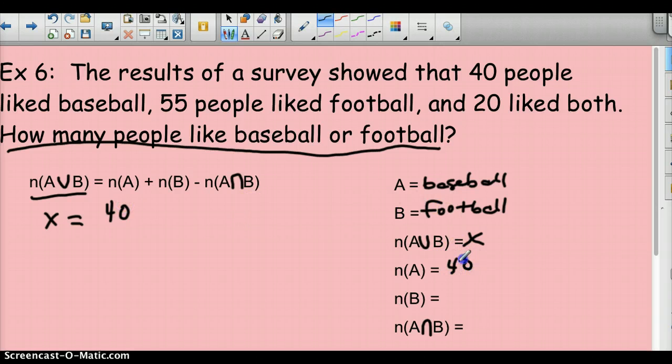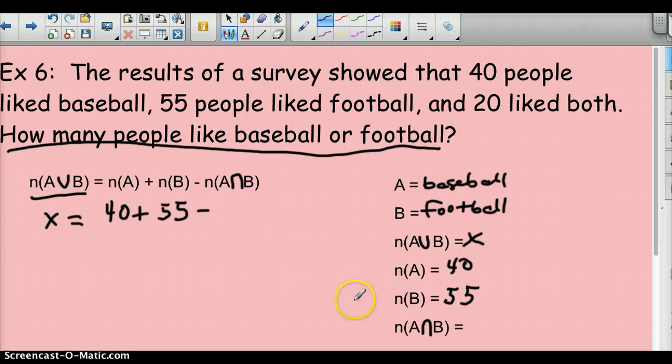Next up, I'm going to find out the N of B. How many people liked B? Well, B was football. How many people like football? It says 55 people liked football. So that means N of B is 55. Hopefully you're seeing how simple this is, guys, if you actually follow it. But I'll tell you, it was missed heavily last year, heavily, because people didn't know it and weren't focusing. Please be paying attention.